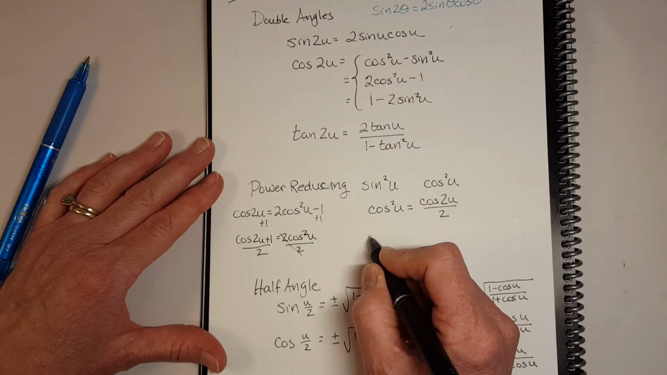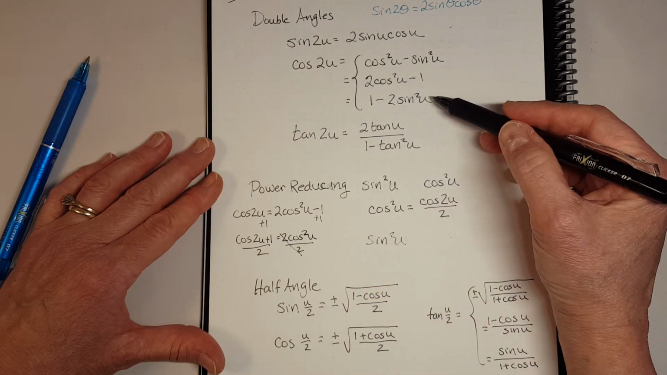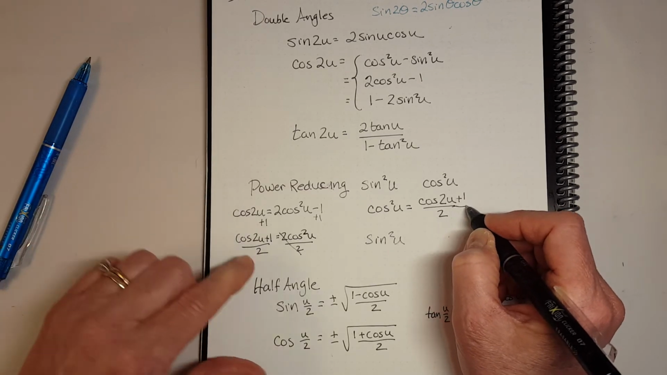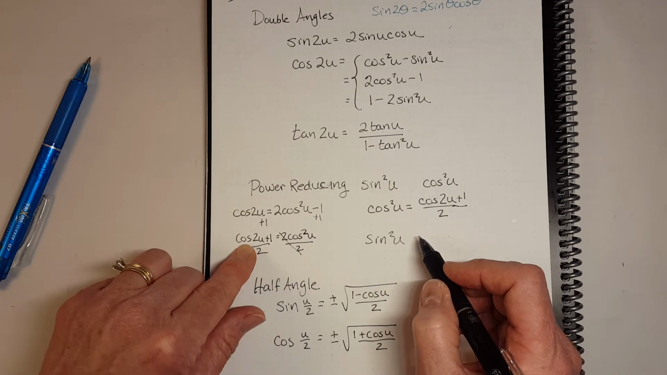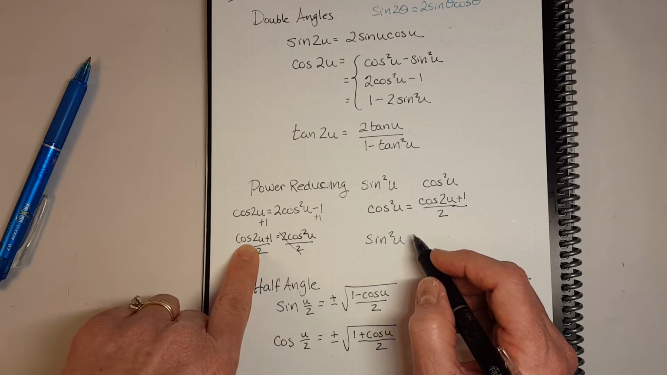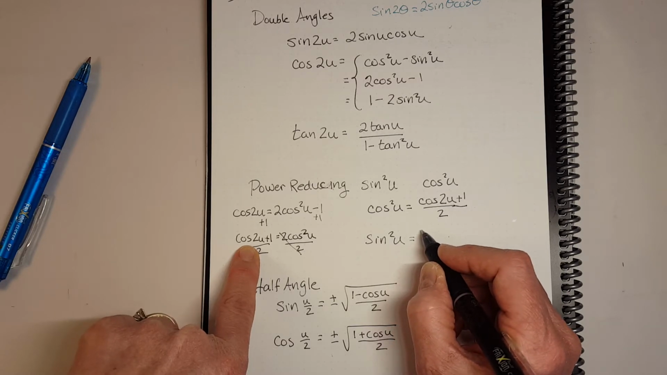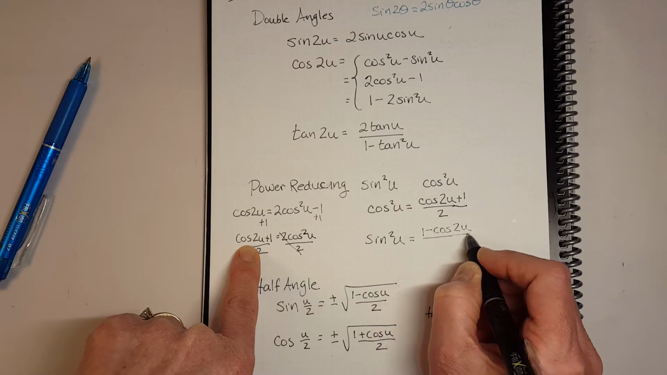And we could write sine squared of u, if we take this equation here. Oh shoot, I forgot the plus 1 when I copied this over. Cosine 2u plus 1, cosine 2u plus 1. If I do the sine squared of u, I get sine squared of u is going to equal 1 minus cosine of 2u over 2.